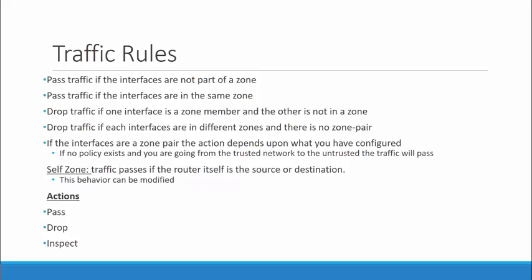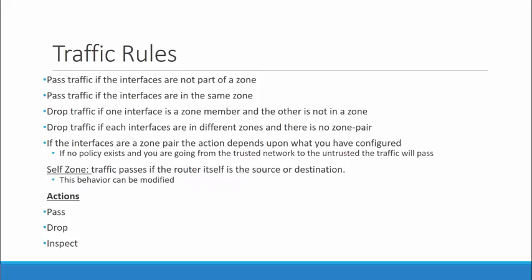We're going to drop the traffic if one interface is a zone member and the other isn't. So that's one thing you've got to be careful of, the order of operations when you configure something. Once you put an interface in a zone, if none of your other interfaces are also either in that zone or in a zone at all, we're going to drop that traffic. So whatever interface you've put in that zone, he's lost connectivity for a little bit, right?